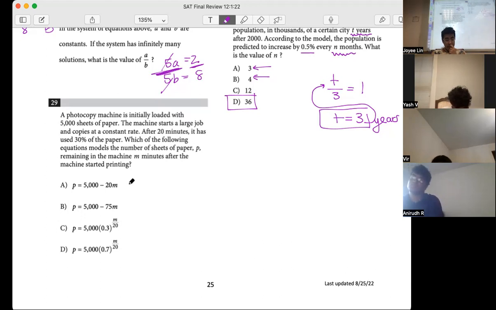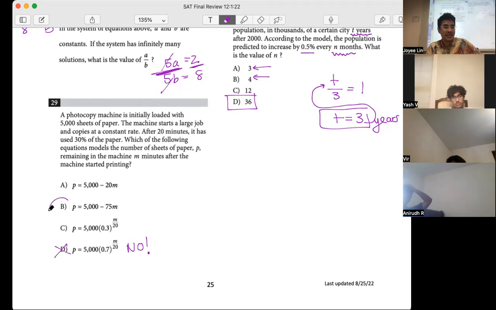D. D as in dog. No. B. B as in boy, right? Yeah, I didn't read the constant. Constant rate, right? Constant rate. But again, think about the question.